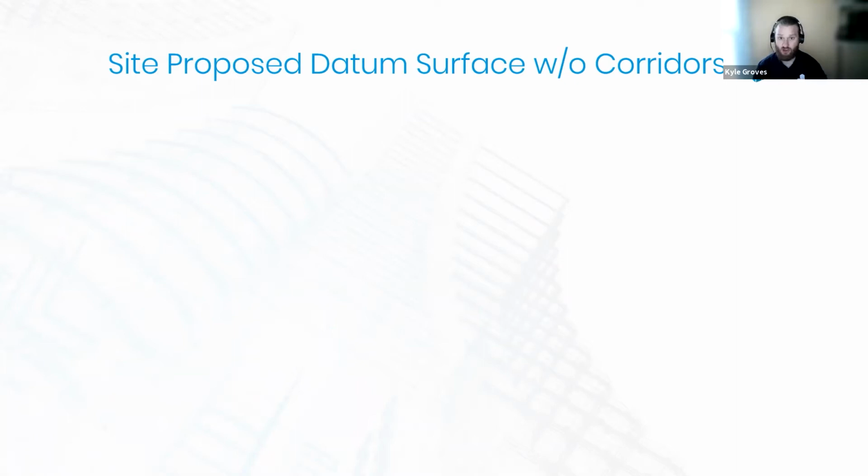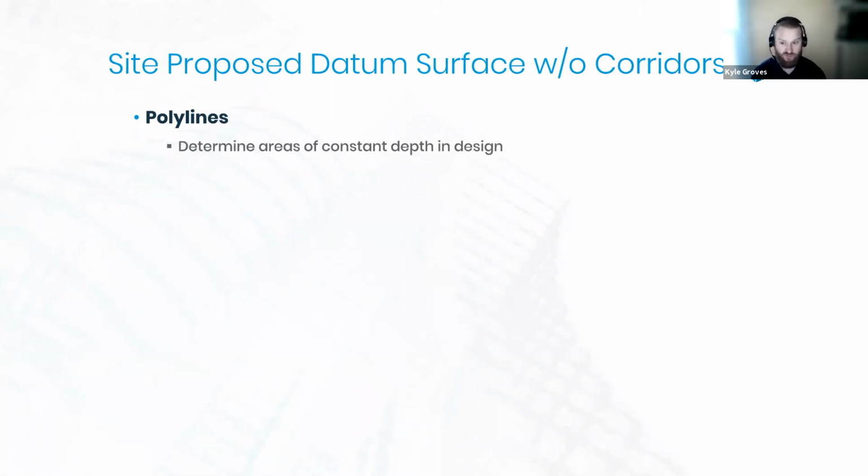And corridors are great. I love corridors. Some of the most fun I can have inside Civil 3D is using corridors, but they're really clunky for a Civil 3D site design workflow. So to get this without our corridors, the first thing we're going to do is build some polylines. Theoretically, we could also use feature lines if we have variable depths. But basically, we're going to be outlining the different parts of our design that have a constant depth.